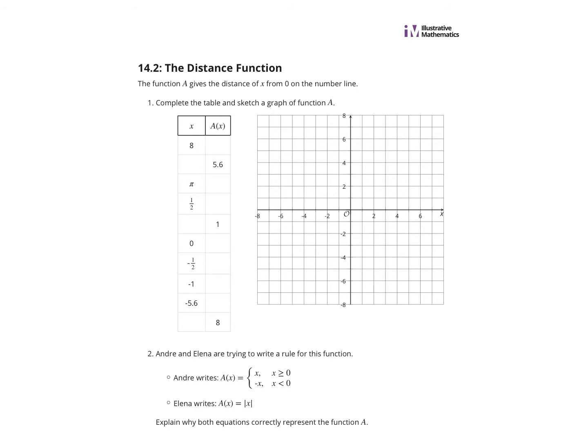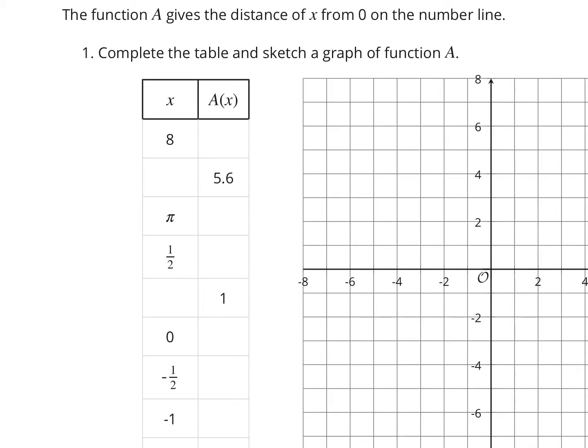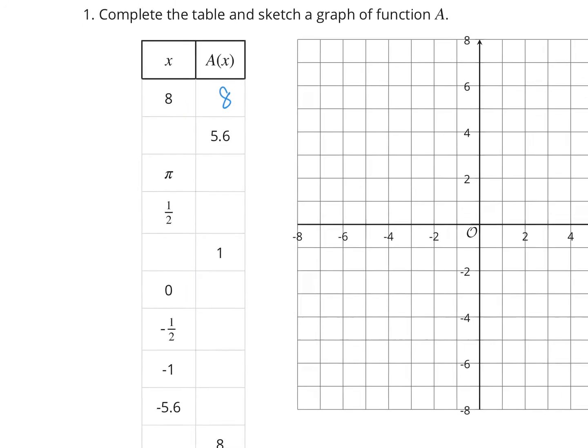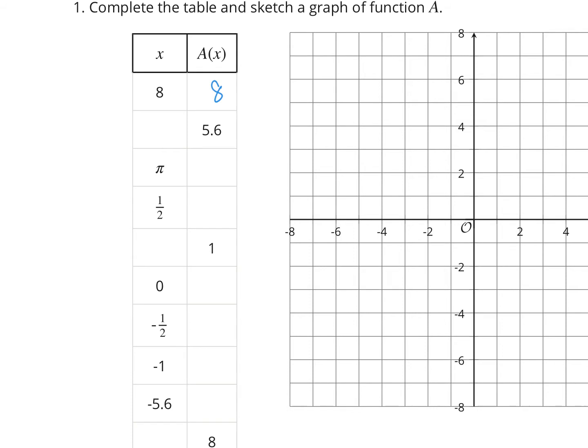So here, if x is 8, I know that that is 8 spots from 0. For A of x is 5.6, there are 2 possible answers, right? And if I look at the structure of the overall table, I notice that my positive values are on top, my negative values are on bottom. So my input could be positive 5.6 or negative 5.6, but I see that negative 5.6 is already being used, so I'm going to use positive 5.6.